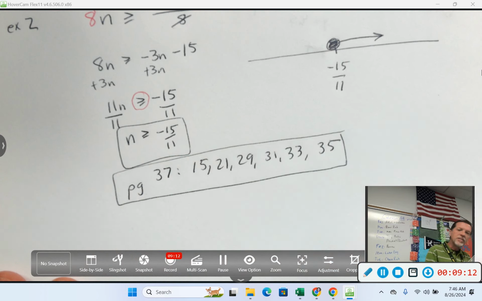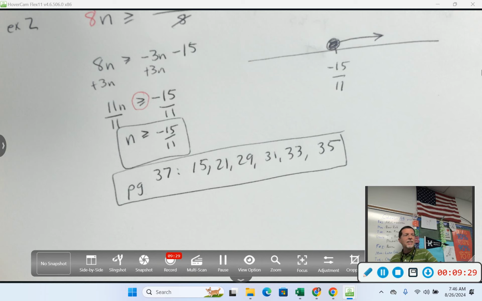Sometimes it's a pain to list out the problems, but we do that because that's better than just saying 15 to 35. It's like, well, that's a little bit overkill. You don't need to do all of them. So we look through, we pick out 2 or 3 of each type, and get you enough practice.